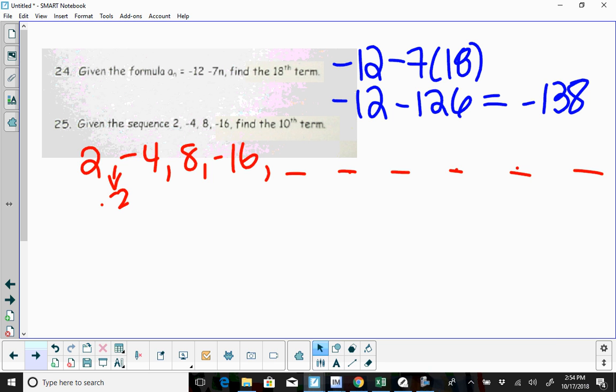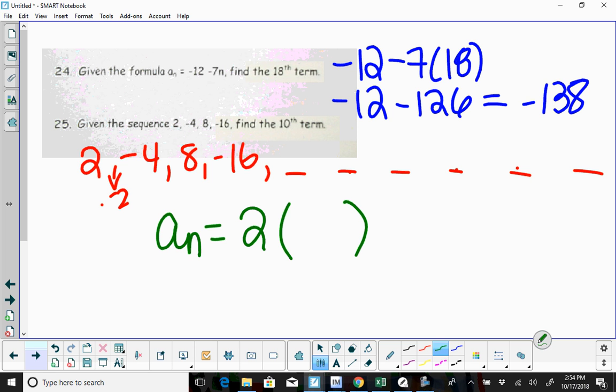What I'm going to do, the way that I would like for you to do it, is write the formula. Your a sub 1 is 2. Your r is negative 2. So if you're finding the 10th term, it's going to be 10 minus 1. So you're going to plug that into your calculator. Please do 10 minus 1 in your head and get 9 first. Don't have to type 10 minus 1 in. So that's going to give us 2 times negative 2 to the 9th, which gives us negative 1,024.